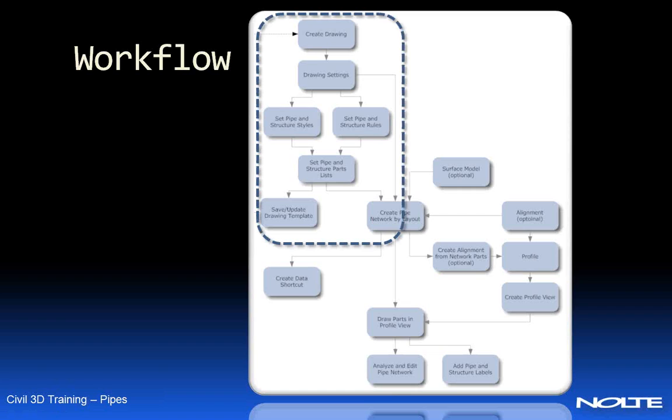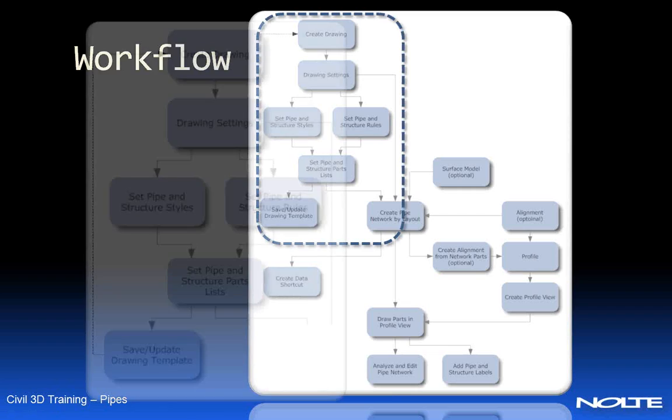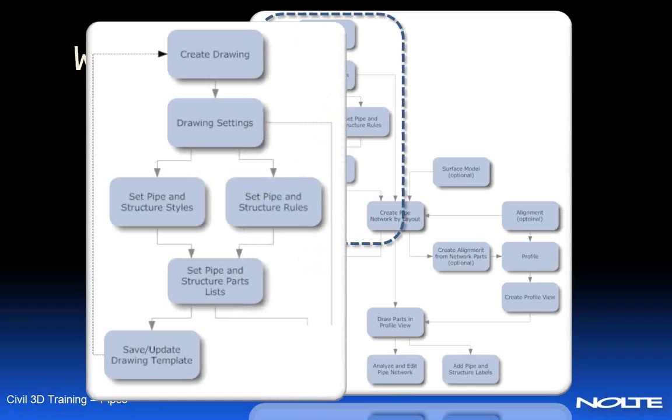So we're going to look initially at the first part of the process here, and we're going to look at the creation of our drawing file from the appropriate template. We'll look at our drawing and pipe network settings, and then we're going to create or look at some of our styles. And as we do that, we're going to develop some pipe rules, which will control allowable pipe slopes, depth of cover for pipes, and then also our structure rules.